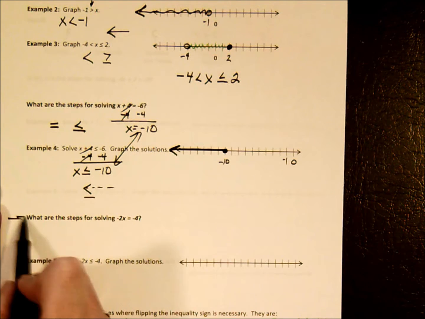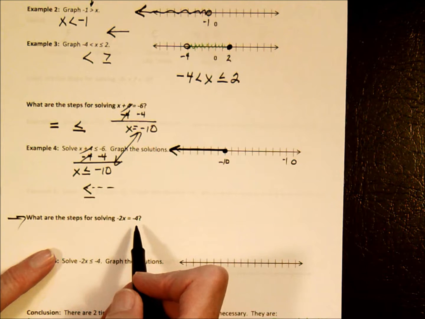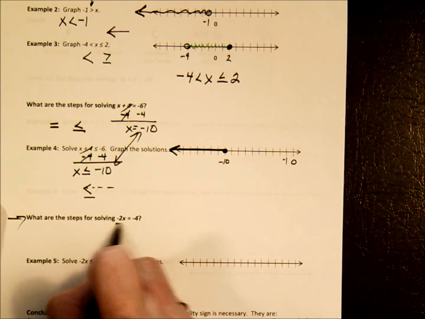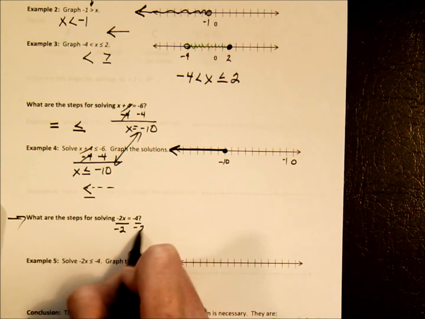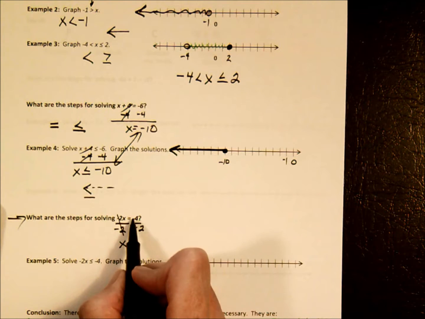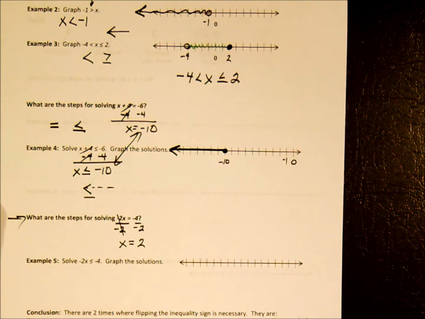So let's look at the steps for solving -2x = -4. Here my x has been multiplied by -2, so we would divide both sides by -2, and we would get x equals, a negative divided by a negative is a positive, x = 2 as our solution. We do the same thing here.